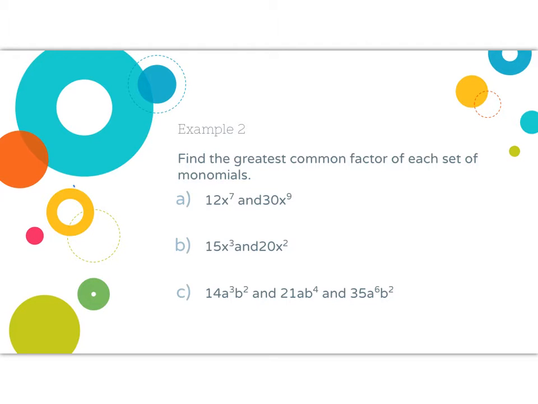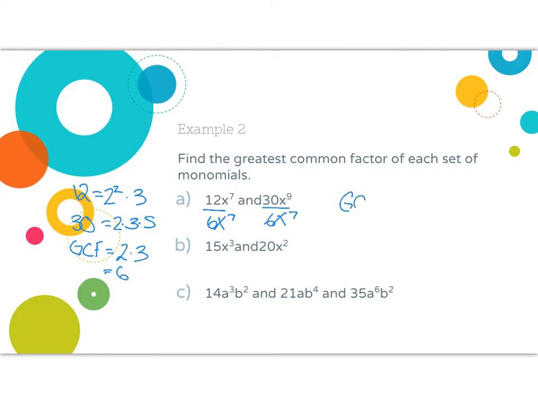So 12 is equal to 2 squared times 3, and 30 is equal to 2 times 3 times 5. So the greatest common factor between those two numbers is 2 times 3, so 6. Therefore, I can divide both of these terms by 6. And I can divide both of them by an x. X to the power of what, though? So we have 12x to the power of 7 and 30x to the power of 9. So what they have in common, the greatest exponent, would be a 7. Therefore, the greatest common factor is 6x to the 7.